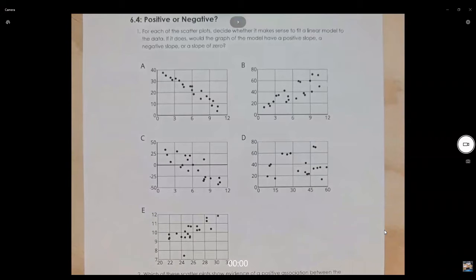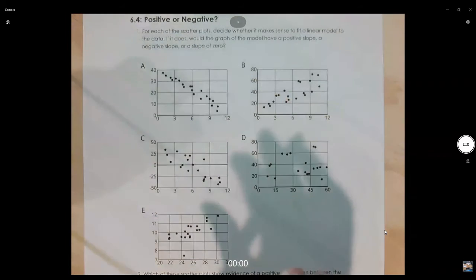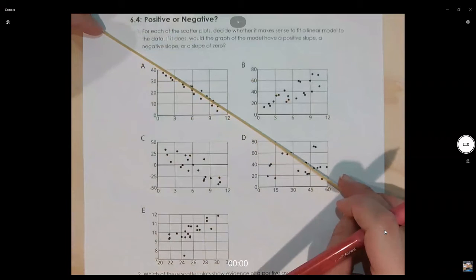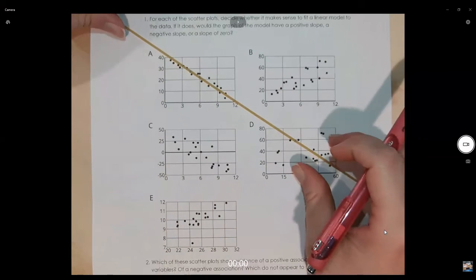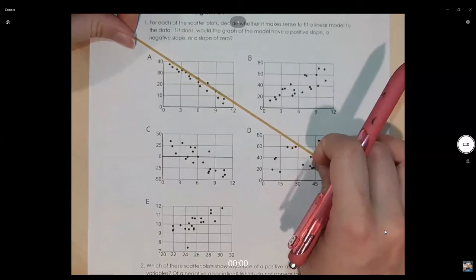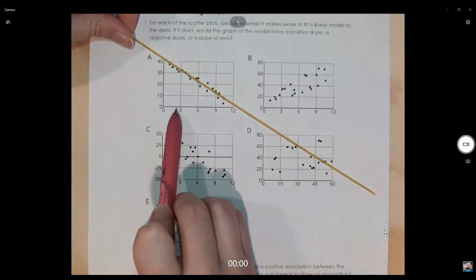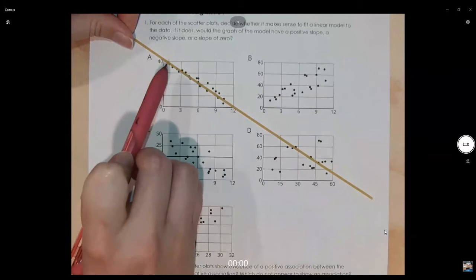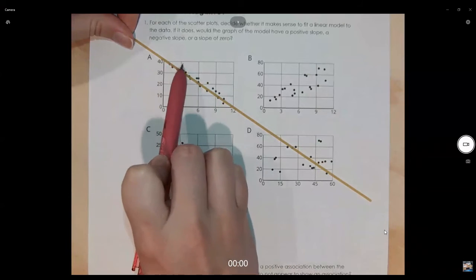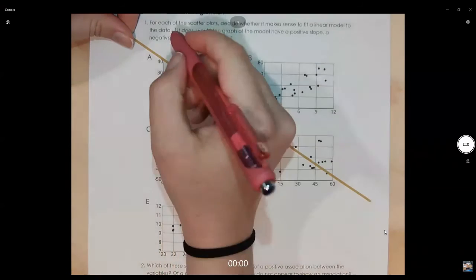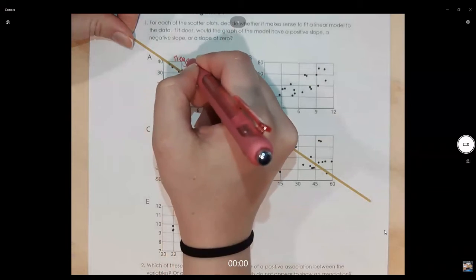Determine if these have positive or negative slopes if I were to draw my line of best fit. So if I took the spaghetti again and estimated that line of best fit, I want to know if it would be positive, negative, or 0. So this one here, you can see that it's going down, it's decreasing. So as X goes up, Y goes down. As we go to the right, our points are going down. So this would be negative.